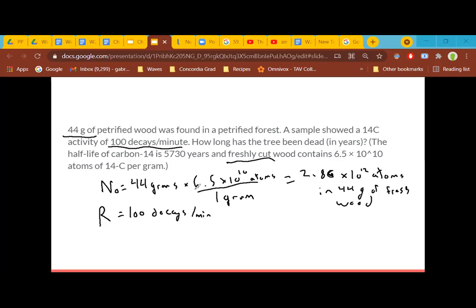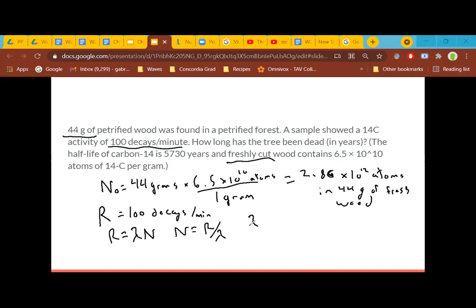And what we really want to find is how long it's been dead for. But to do that, we have to have some understanding of either the original decay rate or the current amount of atoms in the sample. Because we know the current decay rate, we can find the current number of atoms, because R, the decay rate, is the decay constant times the current number of atoms. So the current number of atoms is just the current decay rate divided by the decay constant.